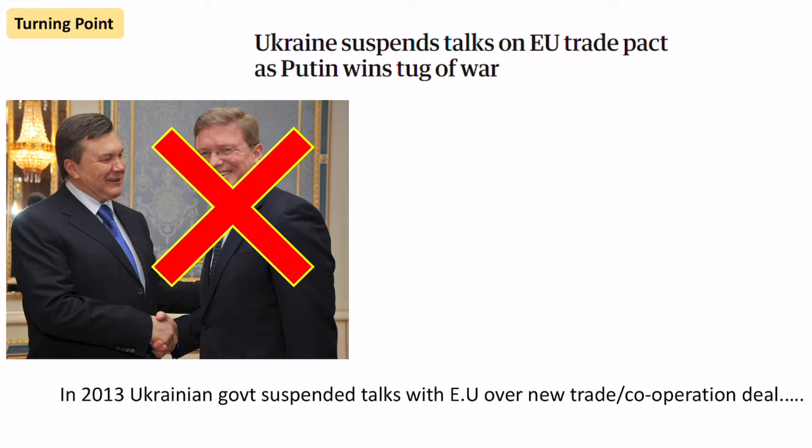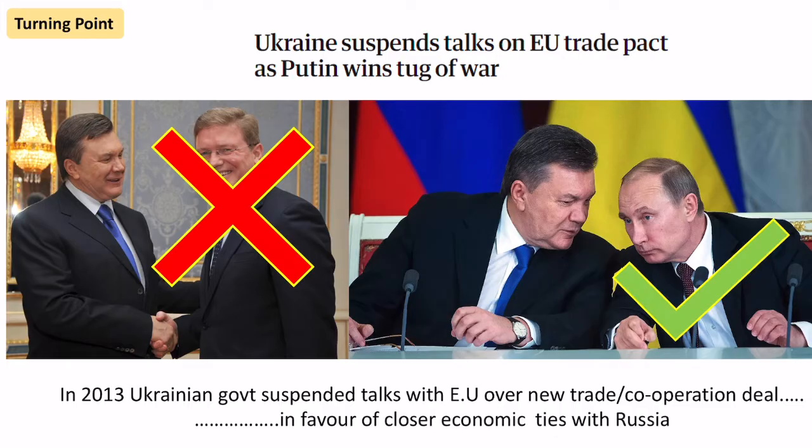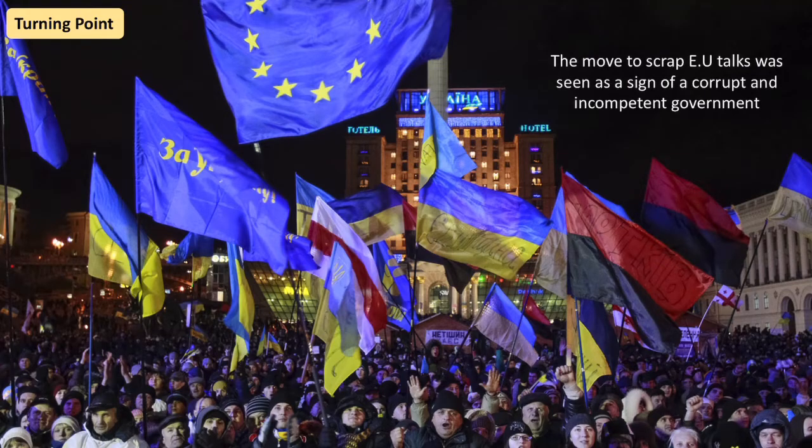But they actually stopped the talks midway and then decided to move closer towards Russia, so started to make more trade and economic links with Russia. It was alleged that Putin had kind of forced this a bit, but this move by the Ukrainian president at the time was not taken very well by the people. They saw it as the sign of a very corrupt and incompetent government and not reflecting the views of the people that actually lived in the country.